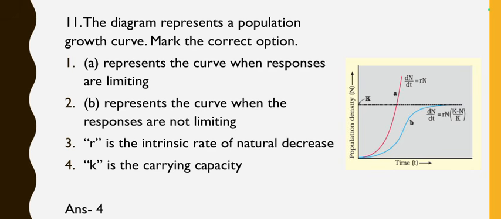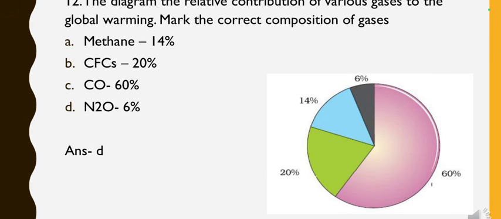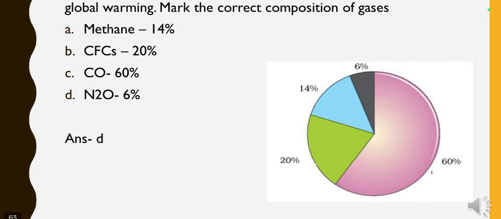The diagram represents a population growth curve. Mark the correct option. The correct option is 4. K is carrying capacity. The diagram shows the relative contribution of various gases to global warming. Mark the correct composition of the gases. The correct composition of the gas is option D, N2O, 6%.